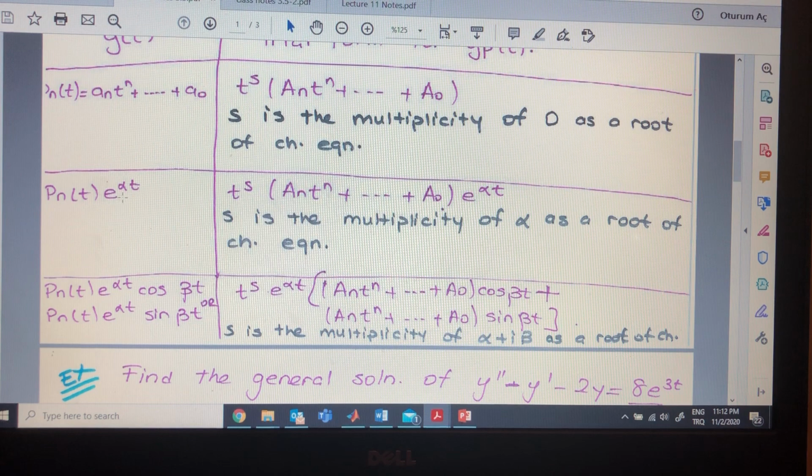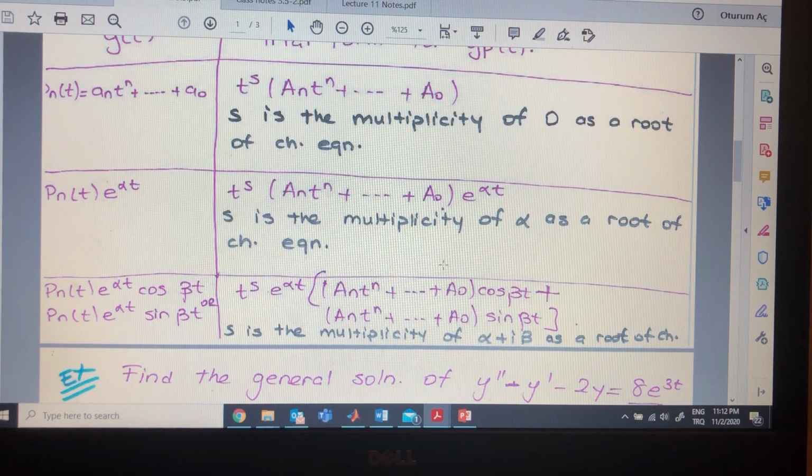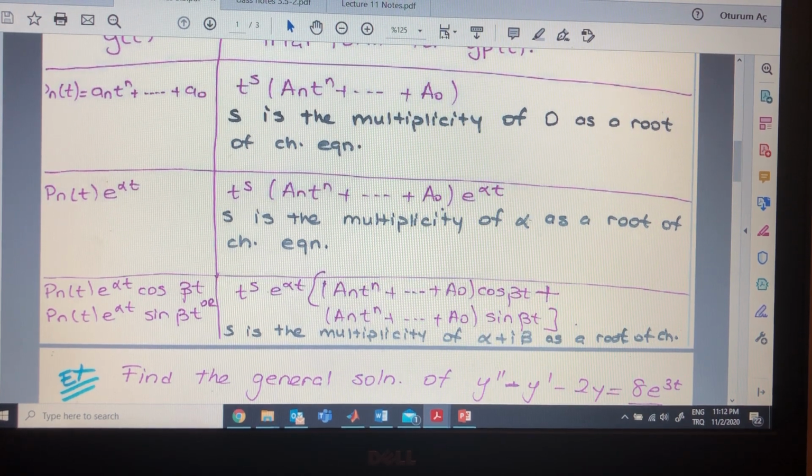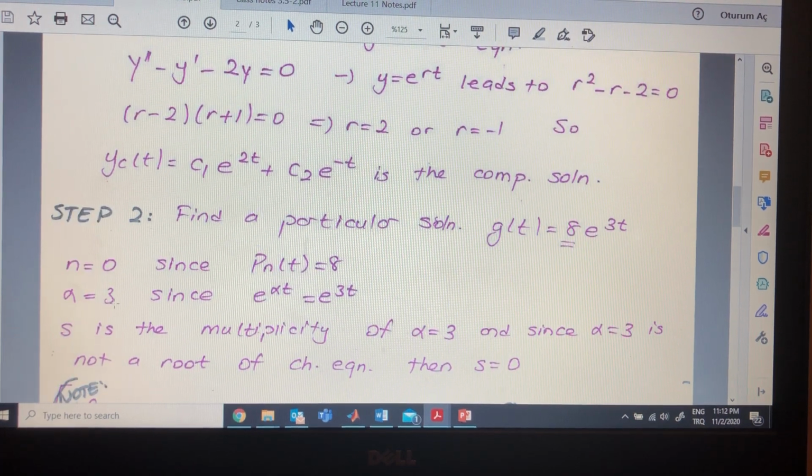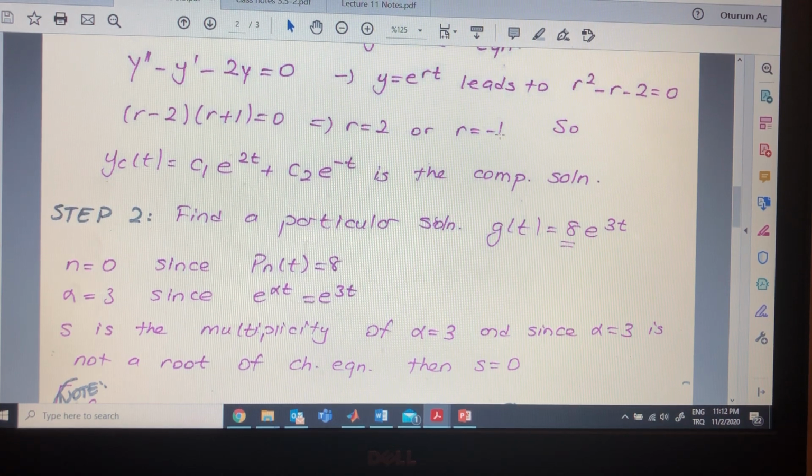second row. There's an alpha and a polynomial, and s is the multiplicity of alpha as a root of the characteristic equation. So we will be looking at how many times alpha is coming as a root. What was my alpha? 3. Is 3 a root of the characteristic equation from the first step? One of them is 2, one of them is -1. No, there is no 3. That's why our s is 0.